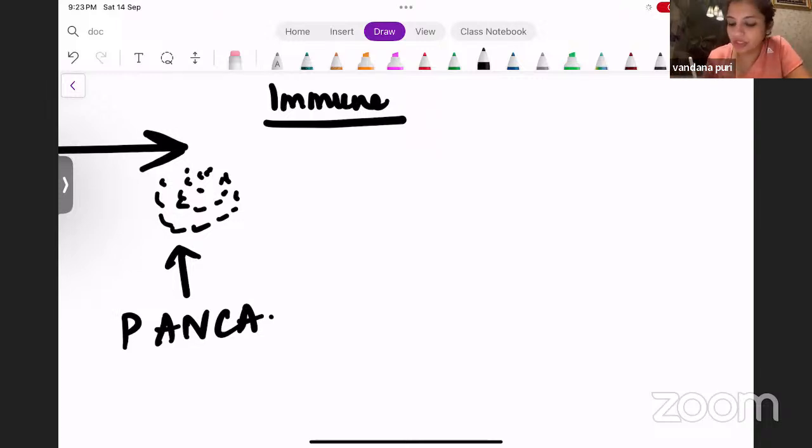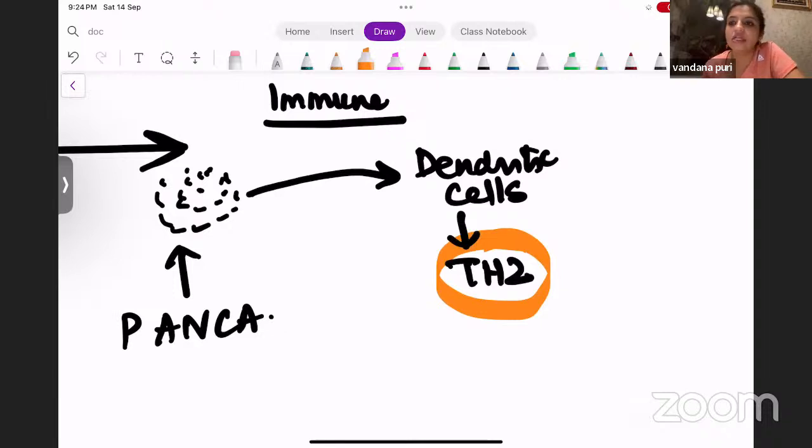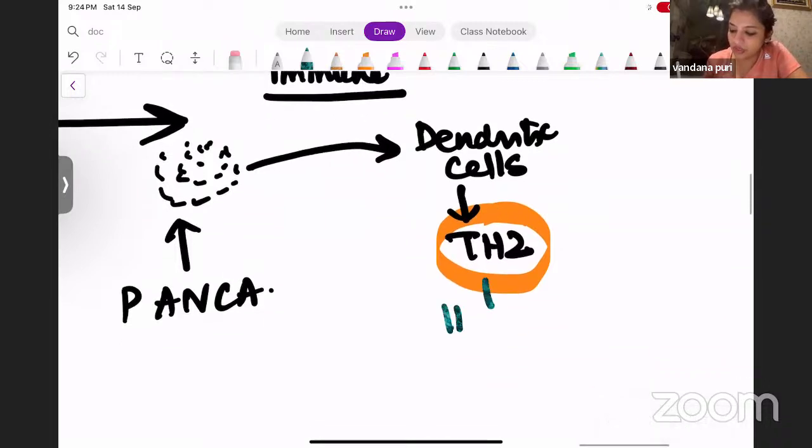And whatever the pathogen is, it is picked up by the dendritic cells again, which are the antigen presenting cells. These dendritic cells will go and activate Th2 cells. So this is the difference from Crohn's disease. Here Th2 cells are getting activated. These Th2 cells will release interleukin 4, interleukin 5, and interleukin 13, which will cause mucus production.